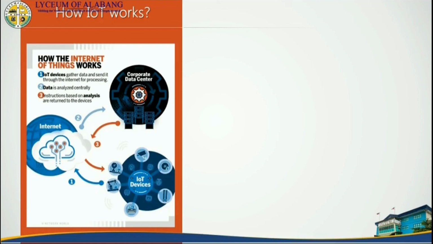IoT works first by IoT devices gathering data and sending it through the internet for processing. The next one is data is analyzed centrally. And number three, instructions based on the analysis are returned through the internet.